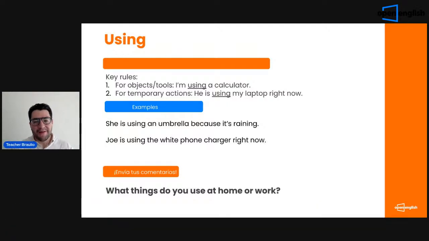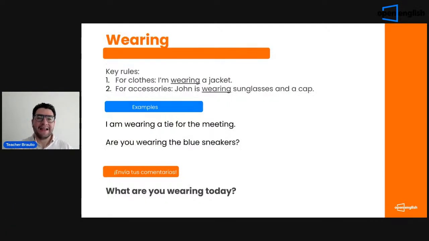Perfect. Okay, let's continue and let's go with wearing. So now wearing, remember, it's going to be for clothes. So t-shirts, jackets. For example, I'm wearing a t-shirt or I'm wearing a jacket. And for accessories, John is wearing sunglasses. Sorry about that. And other examples, I am wearing a tie for the meeting.